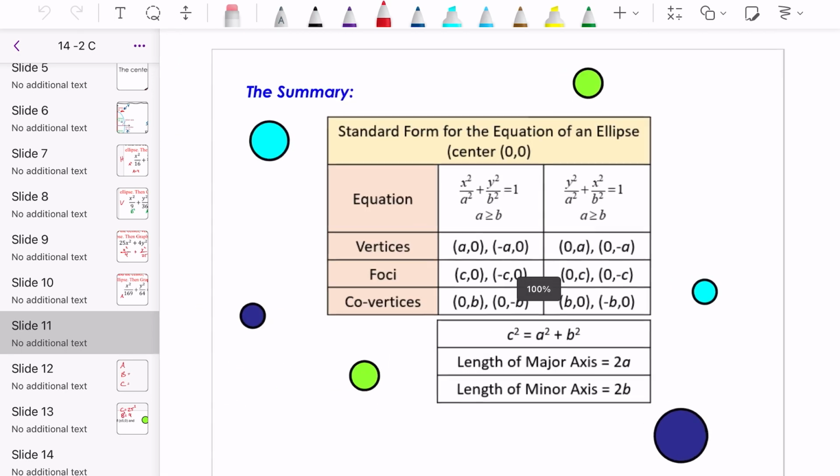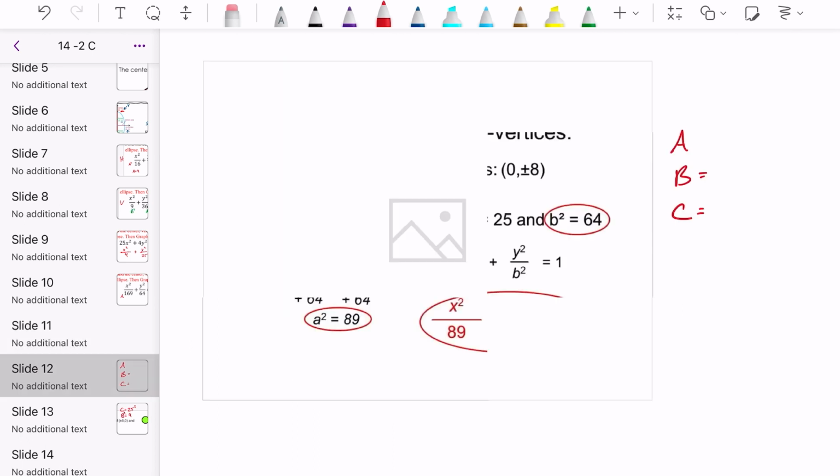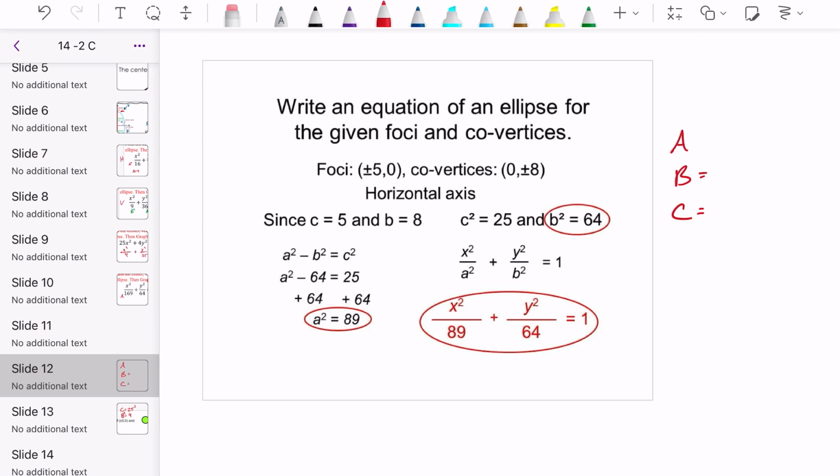Slide 11 goes over the various things that we have talked about and how they change from a vertical to a horizontal graph. Keep in mind the location of each one and whether it's going to be in the X or the Y position, depending on where and what type of ellipse we're looking at. Let's take a look at slide 12.